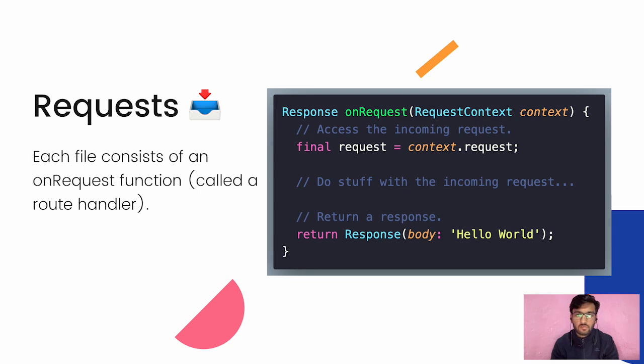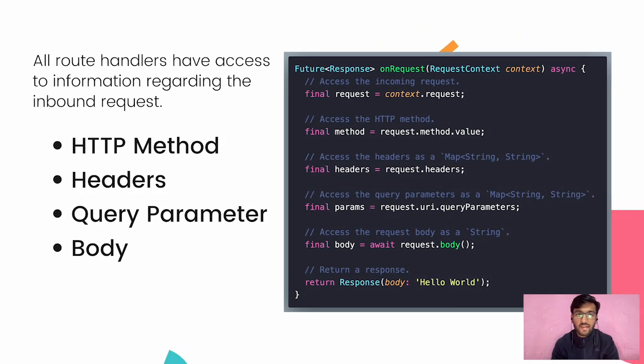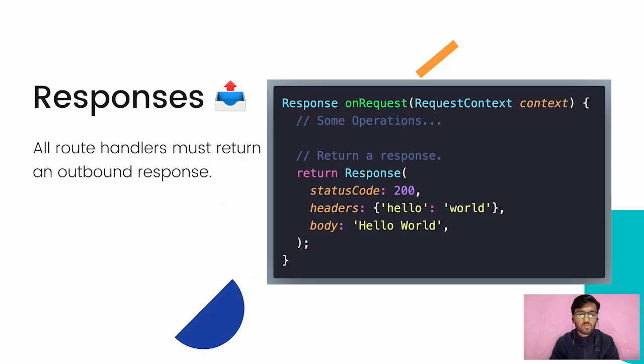Basically, this request context contains a lot of other information, like all route handlers have access to information regarding the inbound request. To access the HTTP method, we can use request.method.value, and it will provide the get method, post method, and so on. If we want to access the headers, we can use request.headers. In the same way, we can access the query parameters and the body of the request. And in the same way, we can also return a response from our request handler. Basically, all route handlers must return an outbound response.